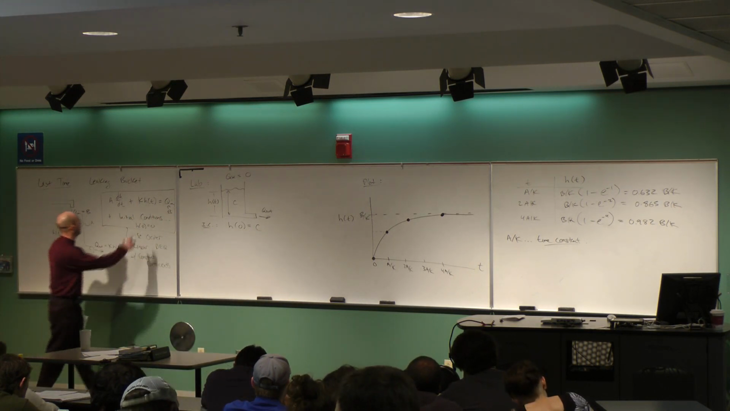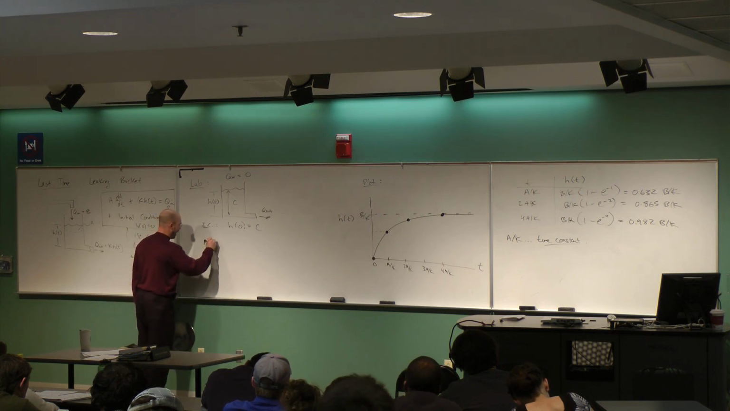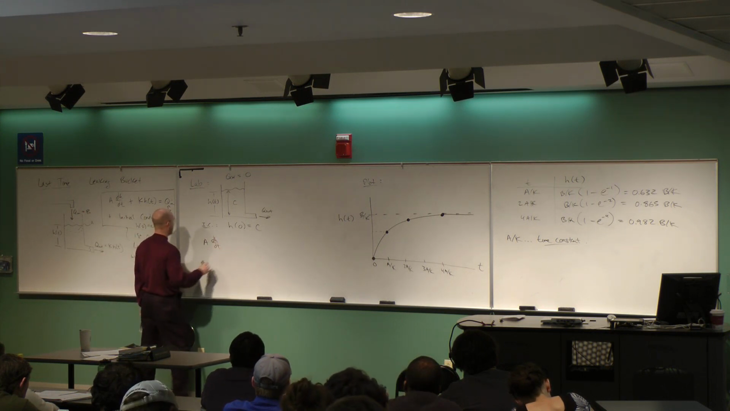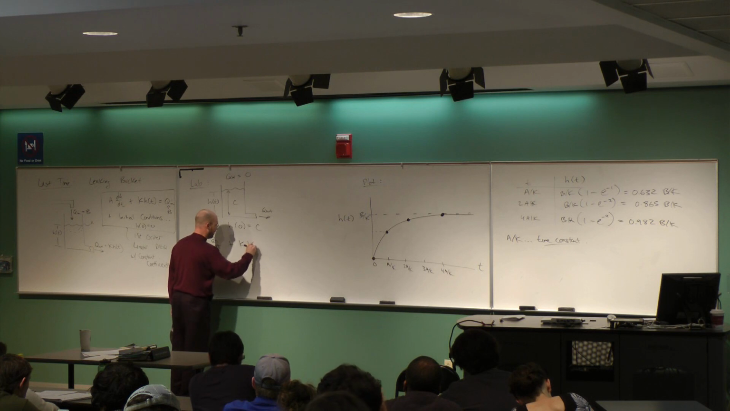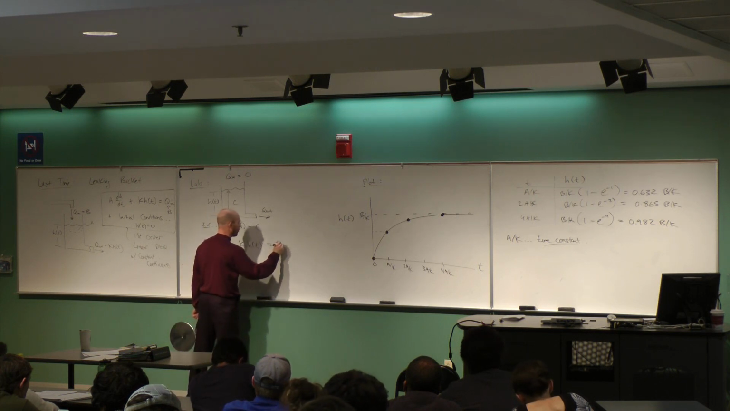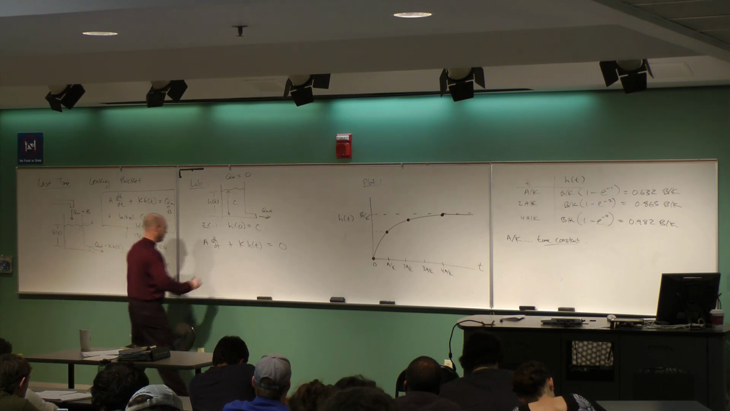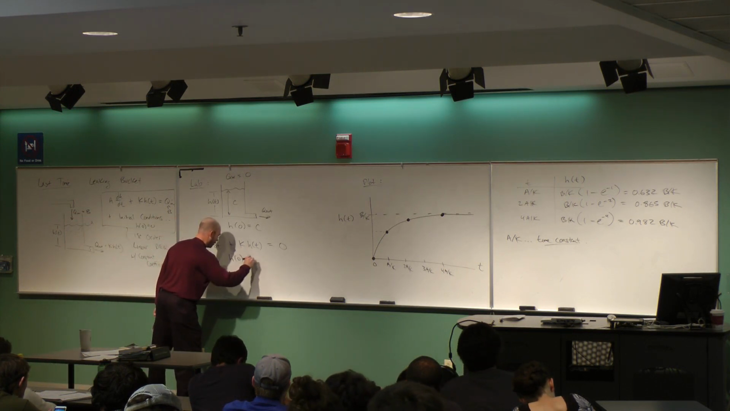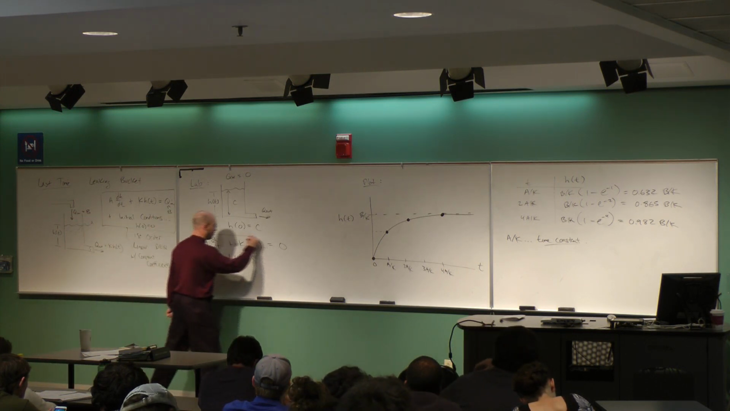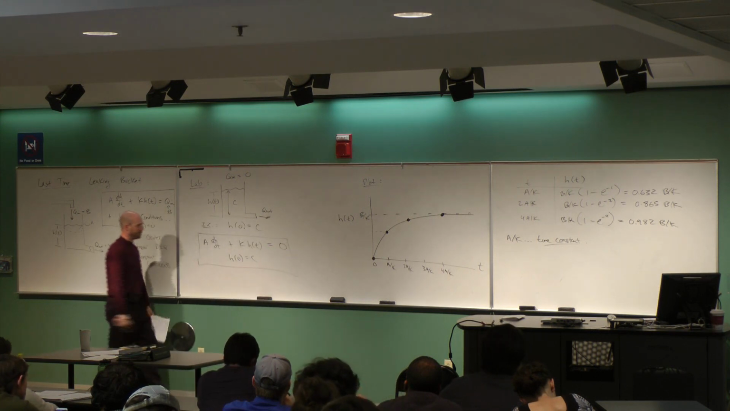So now what's the difference? My problem becomes A dH/dt plus K H of t is equal to 0, because Qn is 0, and H of 0 equals C. This is now the complete description of the lab problem.